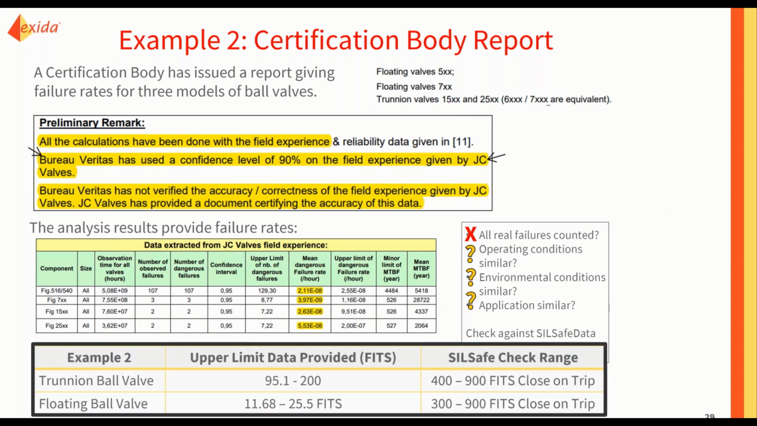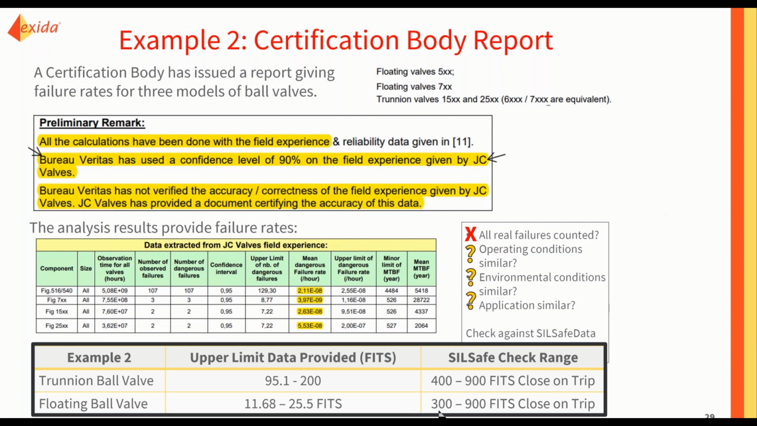So let's check it against SIL-safe data. The floating ball valves, the upper limit of the dangerous failure rate is 11.6 FITs, 11.68 E to the minus 9 failures per hour. And for the other trunnion or floating ball valve, it's 25.5 FITs. Whoa, those are low numbers.